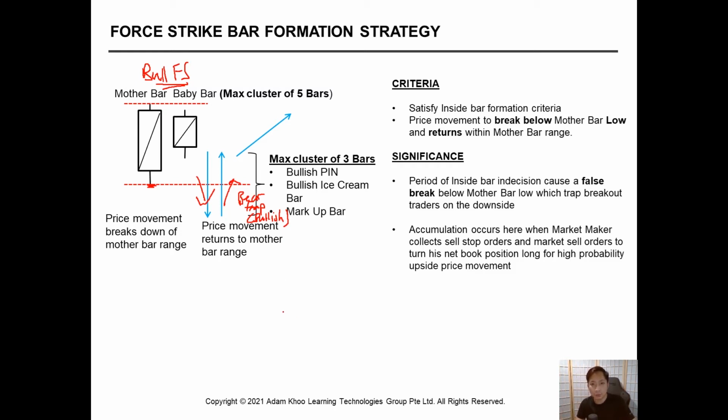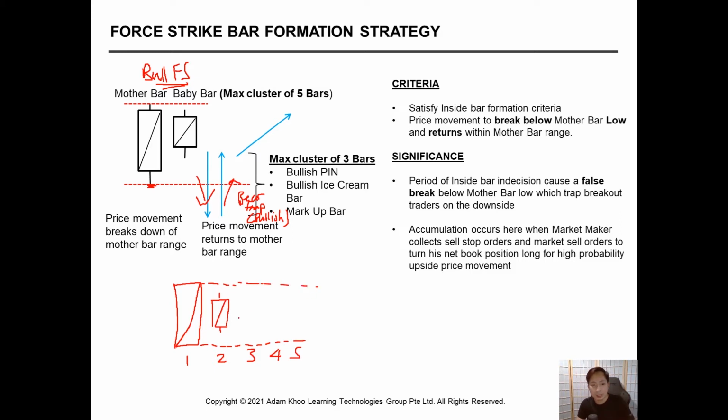So what happens is, you need to have, let's say, the mother bar here. It doesn't matter the color of the body. The color of the body of the bar does not matter, as long as the baby bar is within the mother bar. We call this number 1, number 2. By number 3, 4, or 5. So let me just draw the lows of the mother bar range here.